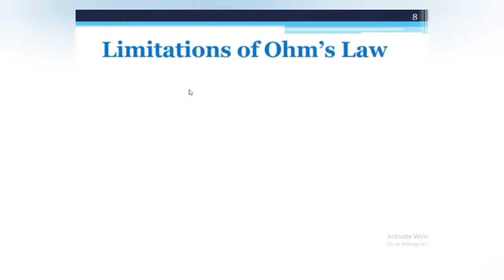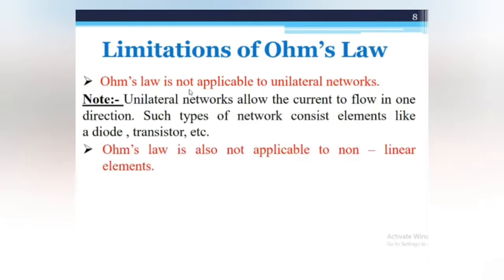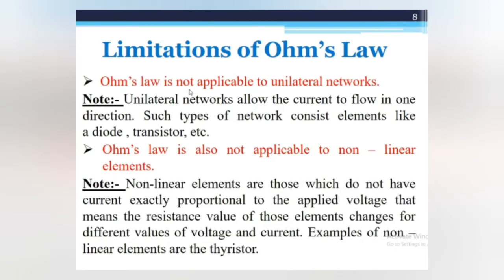Limitations of Ohm's law. There are two limitations of Ohm's law. One is Ohm's law is not applicable to unilateral network. Now unilateral network is the network which allows the current to flow in one direction. The elements of such type of unilateral network are a diode and a transistor. Ohm's law is also not applicable to non-linear elements. Non-linear elements are those which do not have a current exactly proportional to the applied voltage. That means the resistance value of those elements changes for different values of voltage and current. An example of a non-linear element is thyristor. We can use thyristor as a switch.